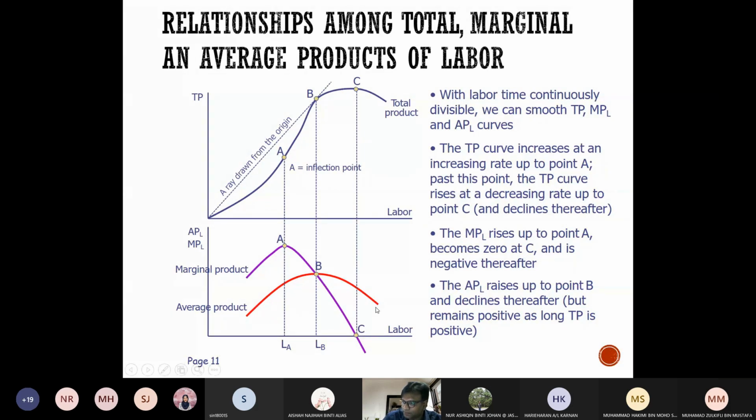So these are the simple things we can explain about the total product, average product, and marginal product, based on the graph illustrations and the figures we get from the table.